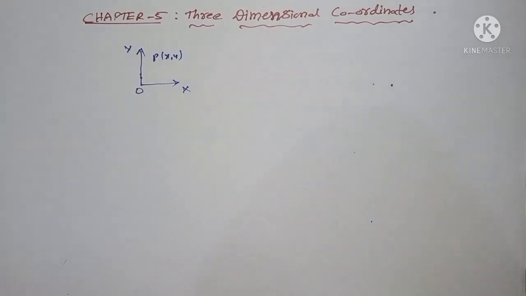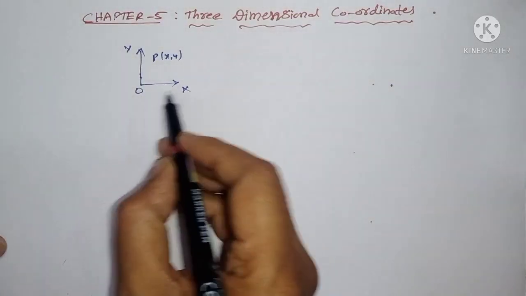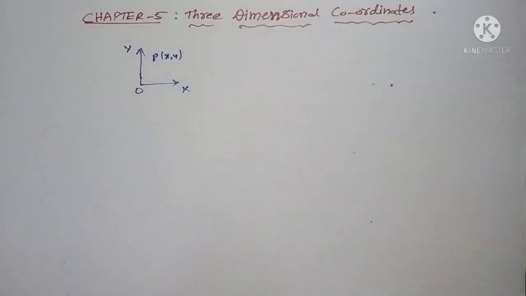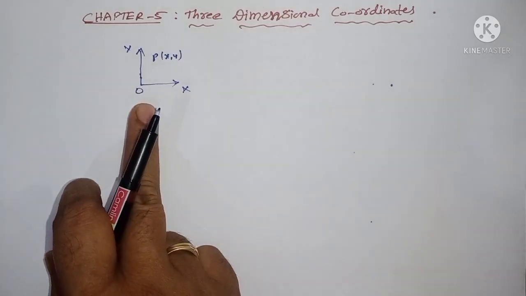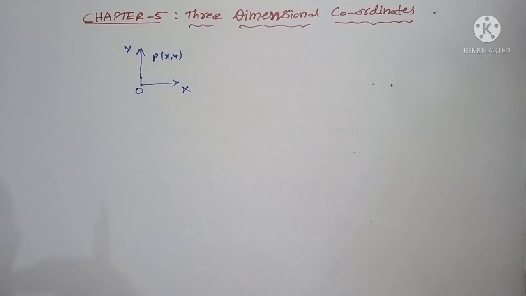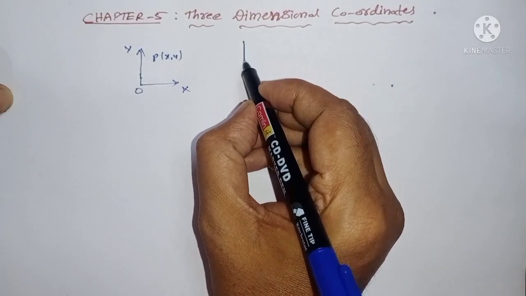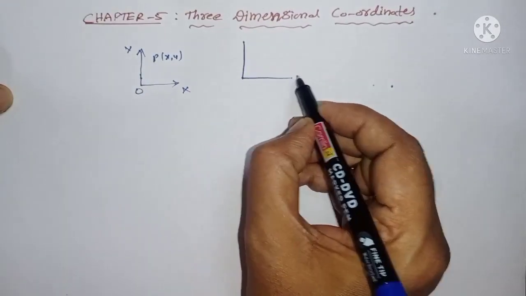What are coordinates? You already discussed them in previous classes, in locus and the straight line. You discussed only two axes, ox and oy, and the point P of x comma y. That is two-dimensional: you can take a square, rectangle or circle here. Three-dimensional, you already know about it from vectors.